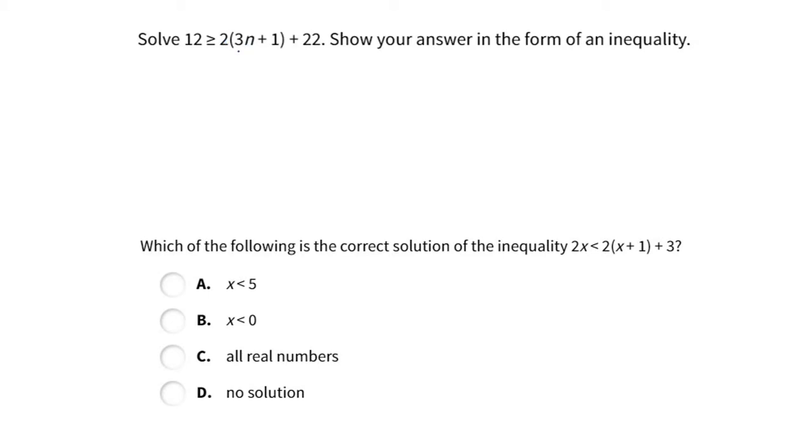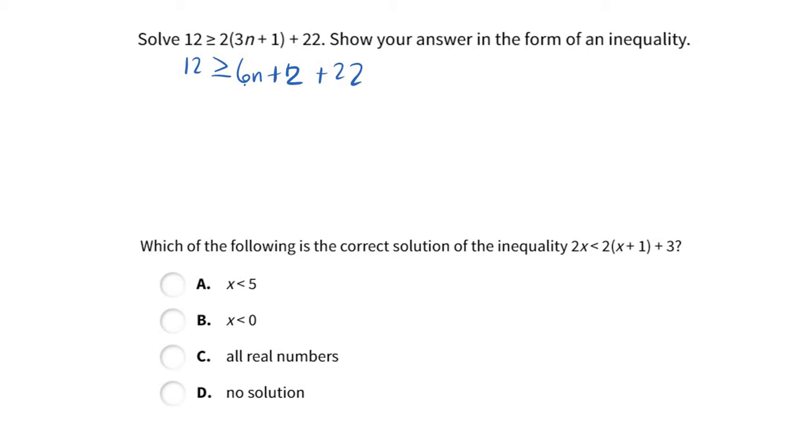Okay, so we want to get this n by itself eventually. There's different things we could do here. I could just distribute this. I could divide the 2 out at the start. I'll just go ahead and distribute. So 12 greater than or equal to 6n plus 2, right? 2 times 1 plus 22.